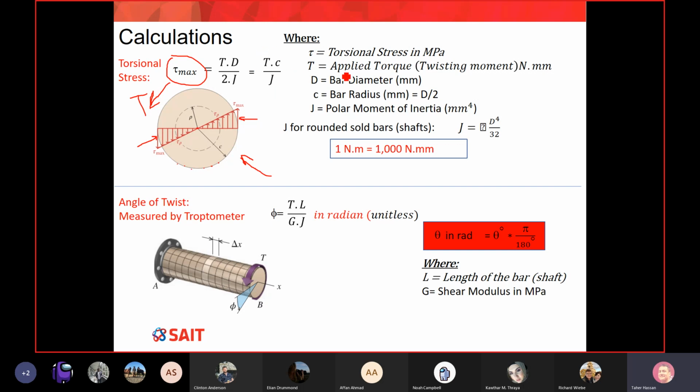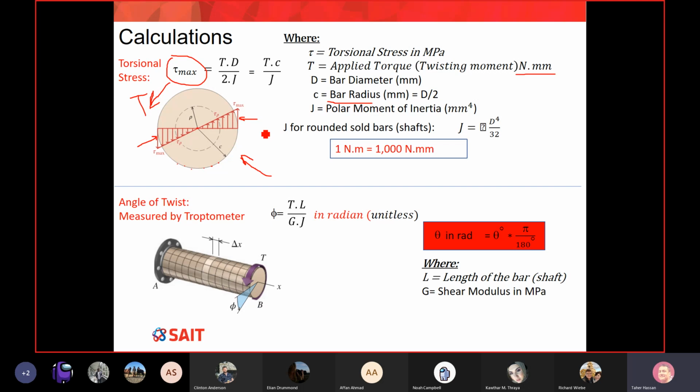T is the applied torque or twisting moment. And you know that torque is a force multiplied by lever arm, which means, as I said before, it is measured in Newton millimeter or Newton meter or kilonewton millimeter. All those combinations are torque units. The C is the bar radius, which is simply from the center to the extreme. So that's called C, the radius.